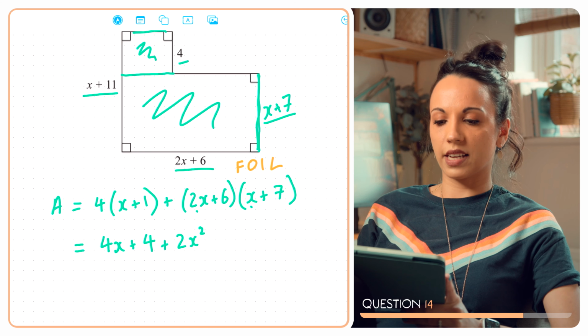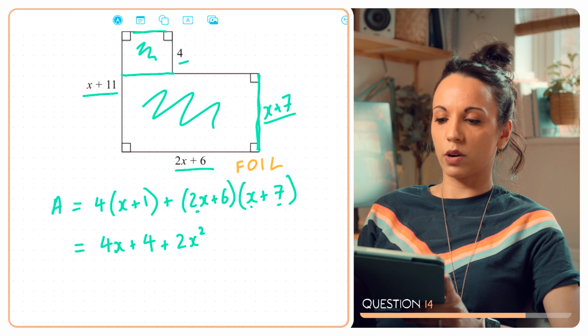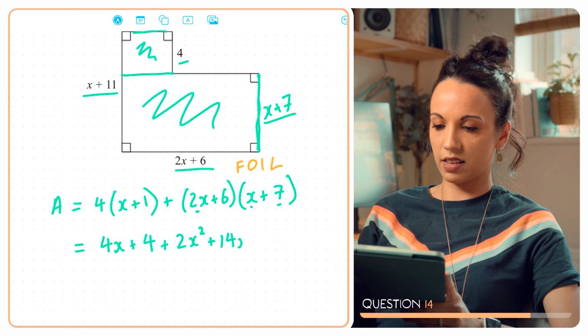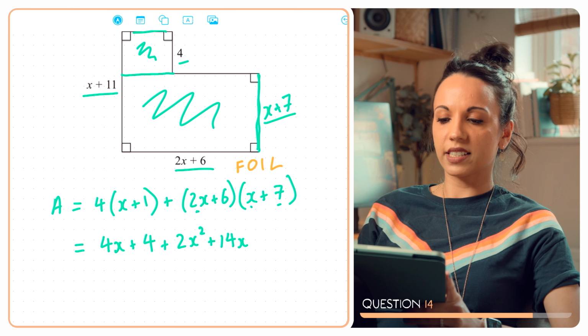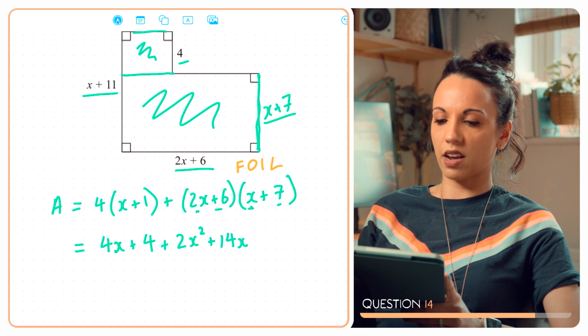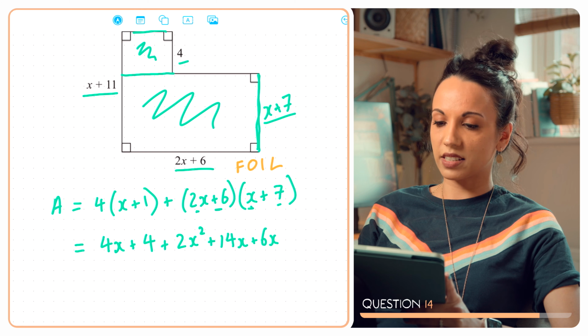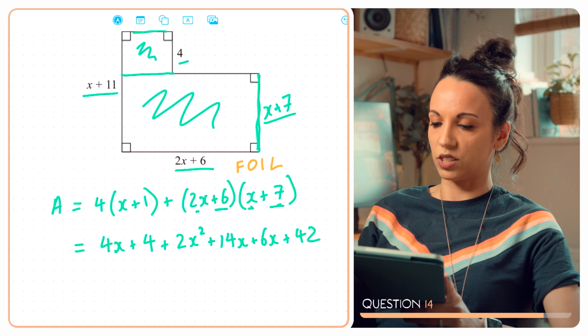Then the outside terms, that's going to be the 2x multiplied by the plus 7. That's going to give us plus 14x. Next up, we've got the inside term. So that's a plus 6 times an x. That's going to give us a plus 6x. And finally, the last terms is the plus 6 and the plus 7. That's going to give us a plus 42.